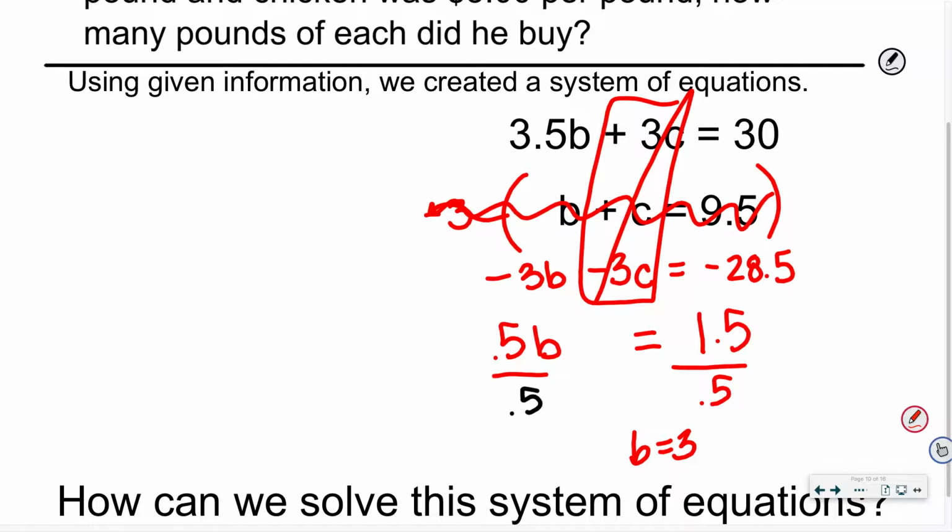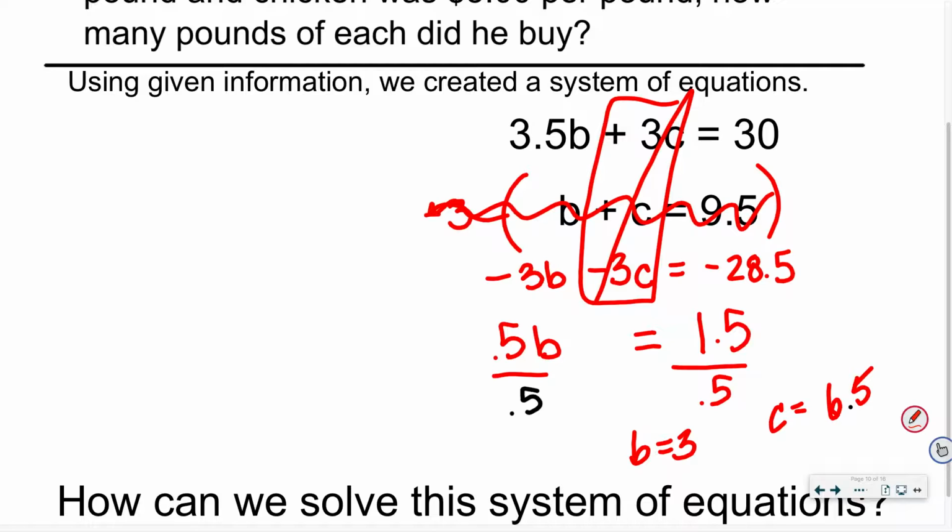If B is 3, what does that mean? What's B? B is the beef. The beef is 3 what? Pounds. If the beef is 3 pounds, how much is the chicken? 6.5.